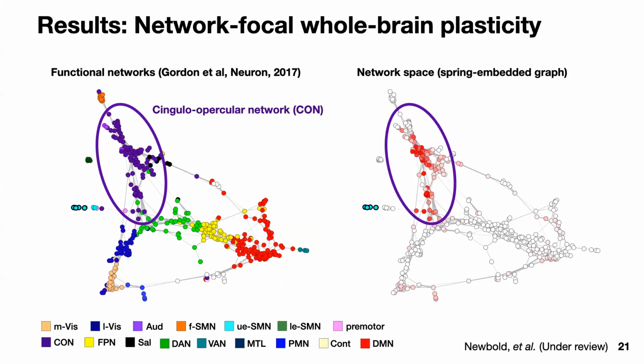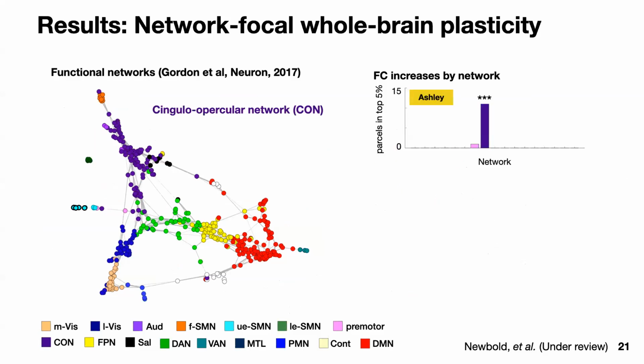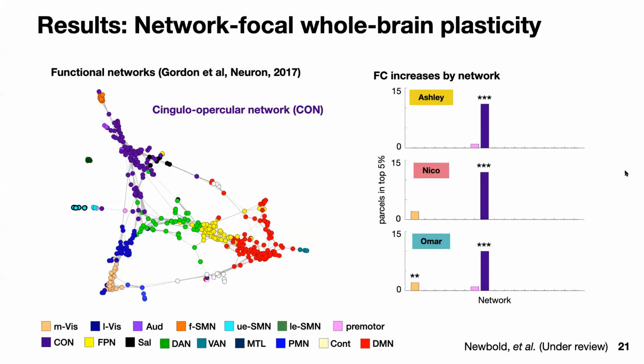We can quantify the specificity for the cingulo-opercular network by examining the top 5% of brain regions showing increased connectivity with the disused motor cortex. And in all participants, those brain regions fall overwhelmingly in this one network, the cingulo-opercular network.